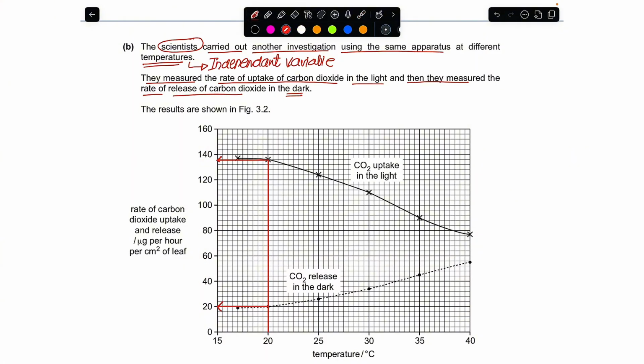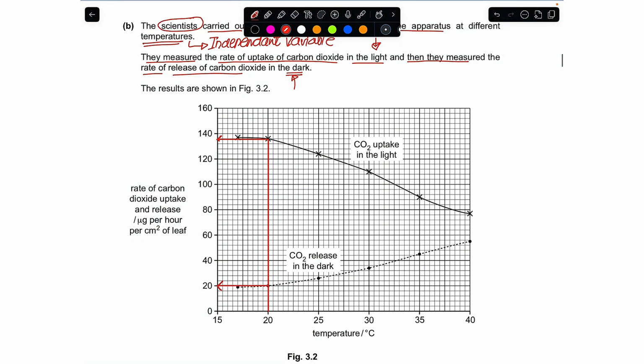So the answer is very simple: in the light the plants are photosynthesizing, so they would take up the carbon dioxide. But when we talk about the dark, we know that in the dark the photosynthesis would stop and the plants would be respiring. Now they have given you this figure 3.2 and they are showing you the results of this.